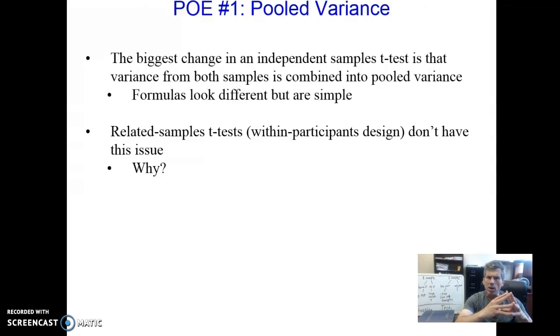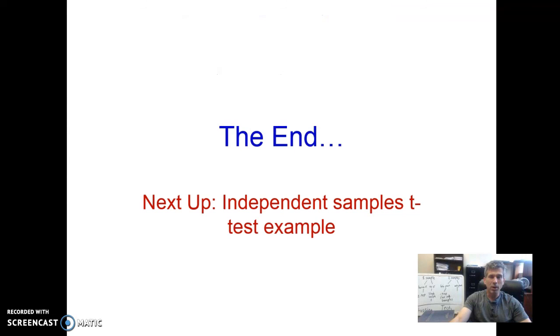We don't have to worry about this with related samples t-tests, which are done when we have a within participants design. We'll talk about that in a couple videos down the line. They don't have this problem. You don't have to worry about accounting for the different people in our different samples. The reason why? Give it a little bit of thought. We will pick up on that when we talk in a couple of lectures about the related samples t-test. But first, we're going to run through an example of a hypothesis test with this new independent samples t-test approach. See you there.